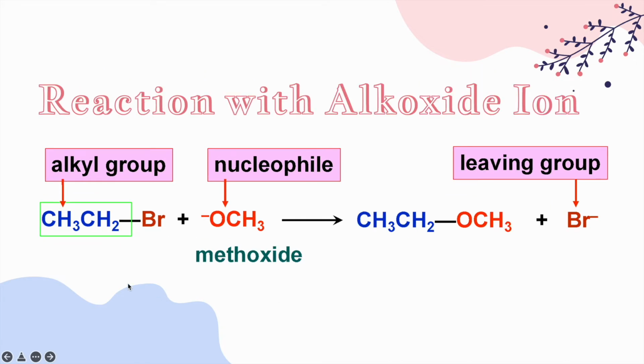Next, reaction with alkoxide ion. The haloalkane reacts with the nucleophile alkoxide ion, O negative with an R group. This alkoxide ion will replace the Br here, and it will be CH3CH2OCH3. The O will be bonded to the sp3 hybridized carbon over here. The oxygen will be bonded with the carbon. And then the Br will be the leaving group as bromide.